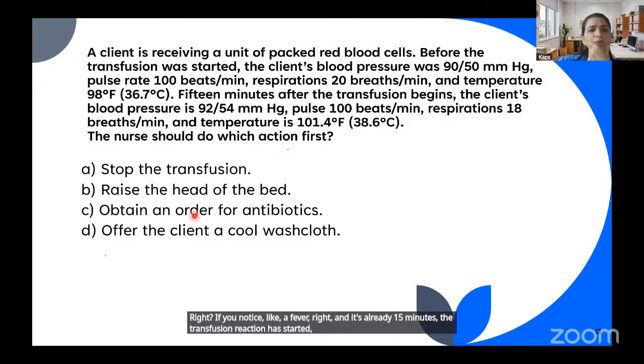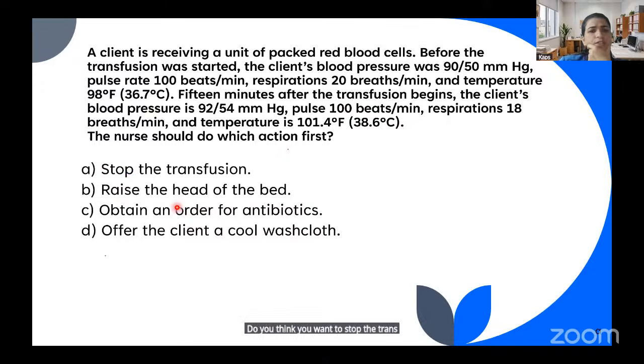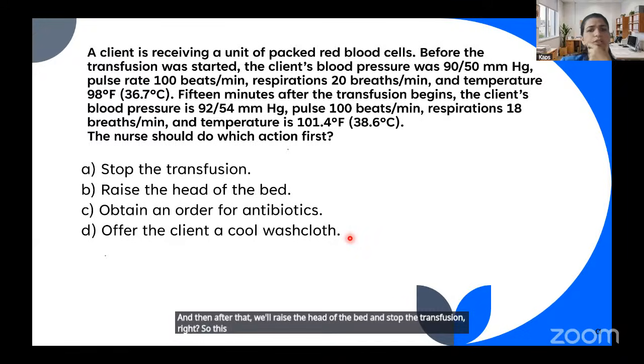Do you think you want to stop the transfusion first and then raise the head of the bed? Or should I raise the head of the bed first and then stop the transfusion? This is how you should think, right? Or do you think, first of all, just give the antibiotic and then after that we'll raise the head of the bed and stop the transfusion, right? So this is how you look into this question.